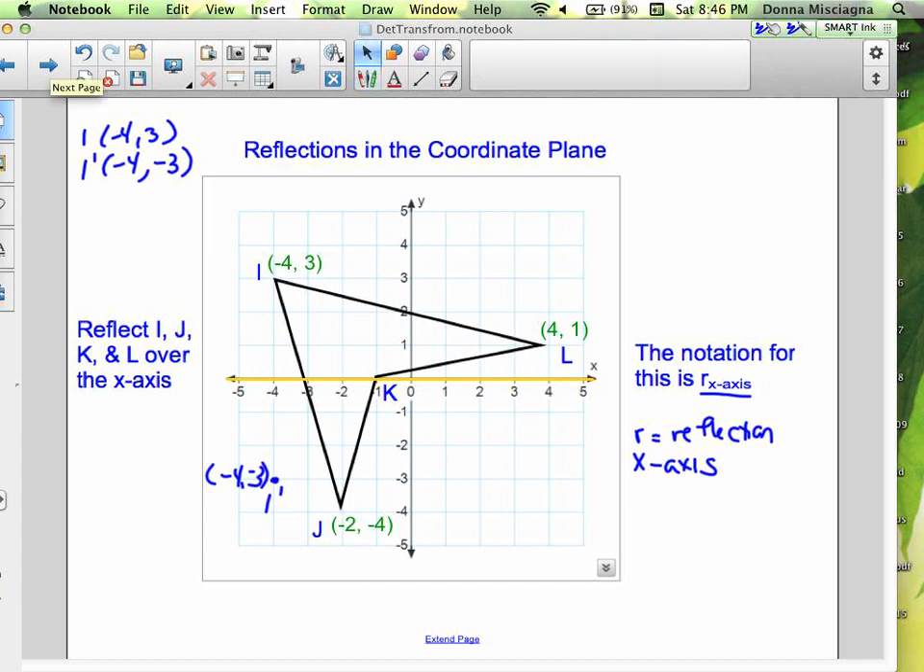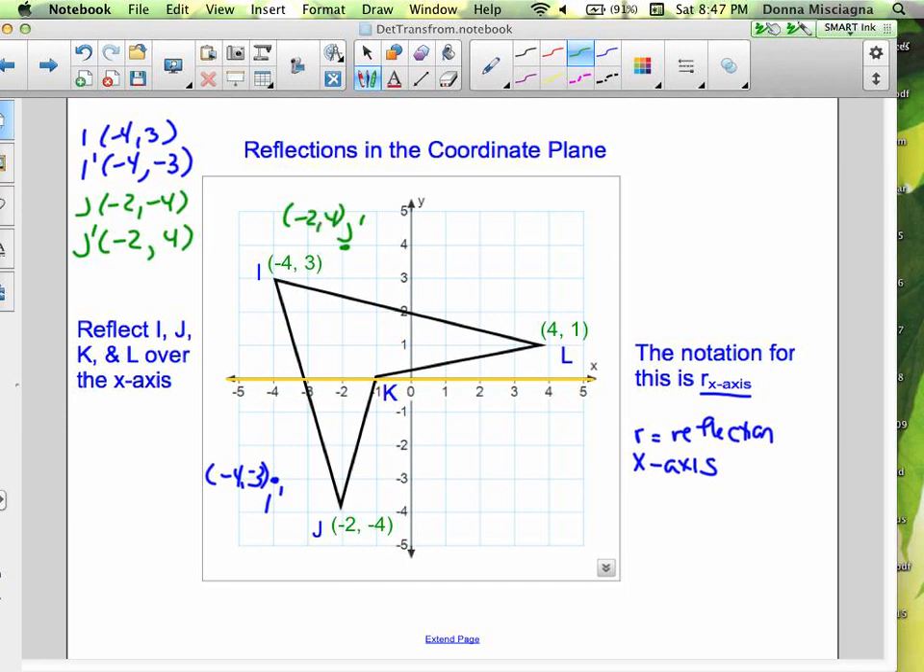Okay, I'm going to switch colors. J is the point (-2, -4). J prime, we keep the x and make the y the opposite. So it's going to be (-2, 4). This is a little dim for when I'm looking at it. I think it's all right when you look at it. But I've got a projector light behind my head, so there's J prime, and that's at (-2, 4).